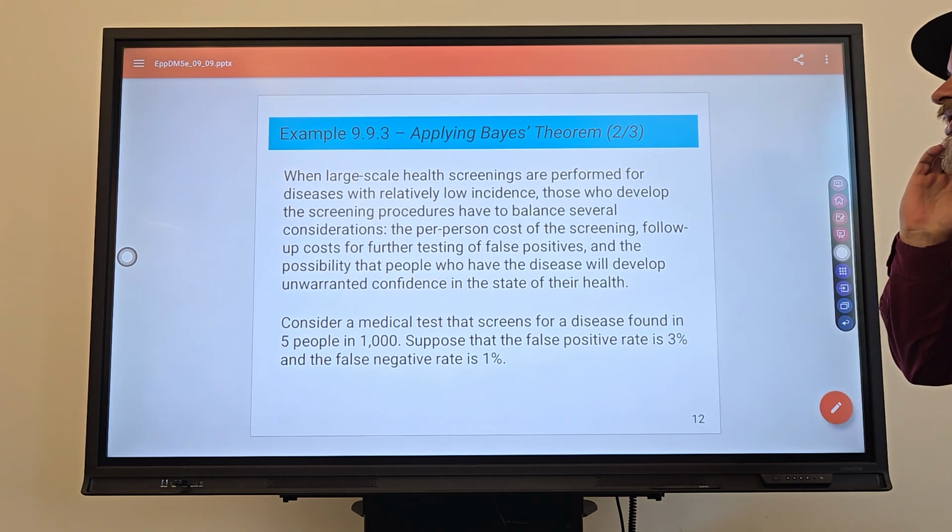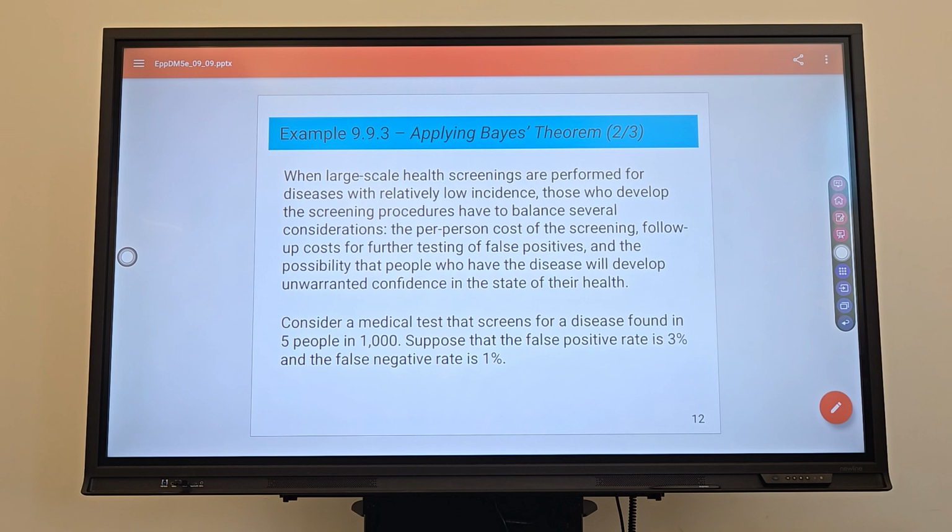So, when large-scale health screenings are performed for diseases with relatively low incidence, those who develop the screening procedures have to balance several considerations: the per-person cost of the screening, follow-up costs for further testing of false positives, and the possibility that people who have the disease will develop unwarranted confidence in the state of their health.